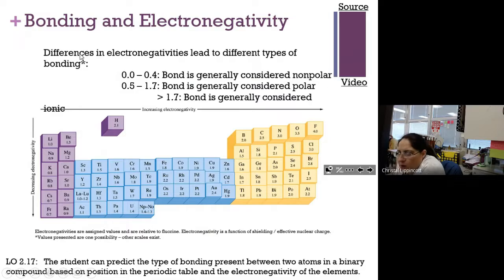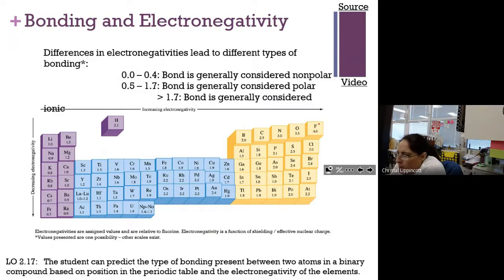All right, we've talked about differences in electronegativities. Differences in electronegativities lead to different types of bonding. Bonds in general are considered nonpolar if the electronegativity differences are between these values. Bonds that are considered polar are between 0.5 and 0.7. And then anything greater than that is generally considered ionic.